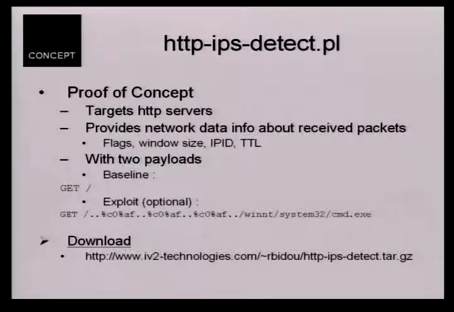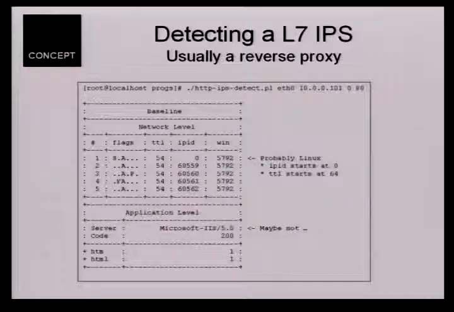And we'll see that with just 2 URLs, there are many, many ways to detect different kinds of IPSs and behavior. So a very basic standard URL, just getting the home page, and then a very old exploit, you know, this Code Red stuff. So quite stupid. And let's see some results.